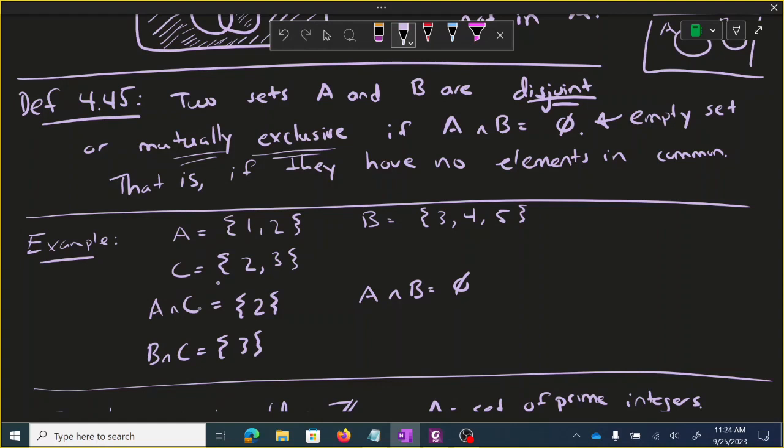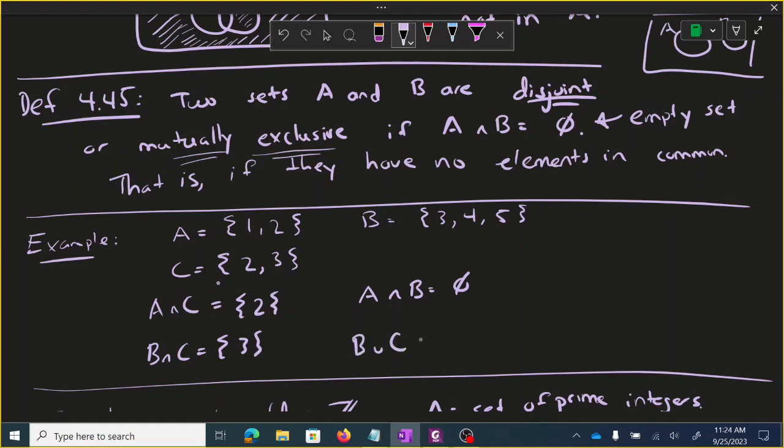Good. A intersect C equals 2, and B intersect C equals 3, because they both have 3 in common. A intersect B, on the other hand, that's the empty set. Okay. And if I were going to do, let's do a union, since we're here.